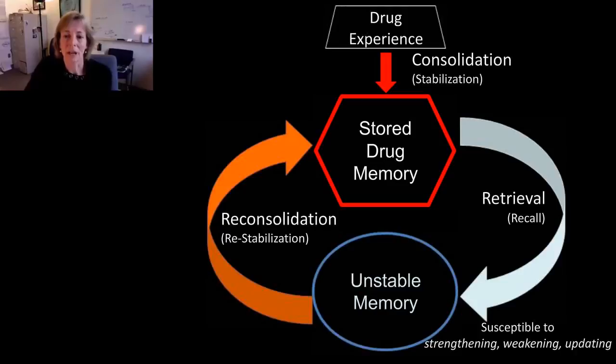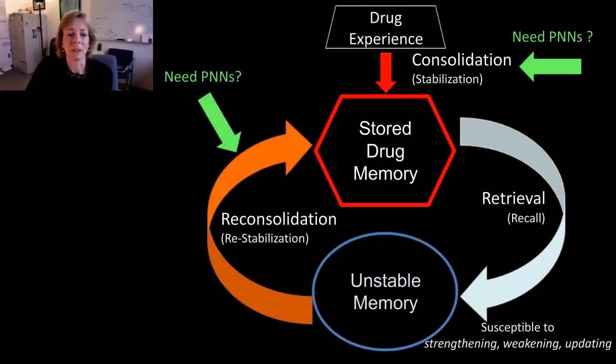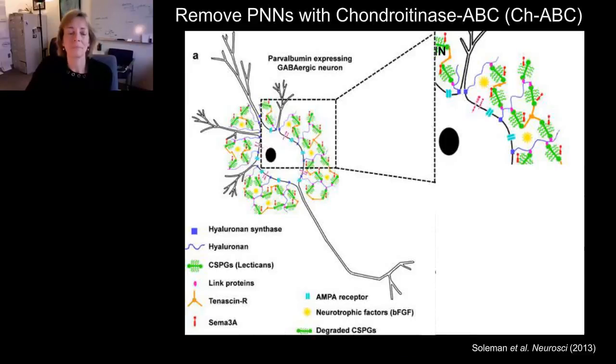So next, she asked the question, could she disrupt consolidation of the drug memory, and the cocaine memory in particular? Do we need perineuronal nets there? And secondly, do we need perineuronal nets for the reconsolidation process? So what she did was she used the most common way to destroy nets, and that is to give this enzyme chondroitinase ABC, or CHABC.